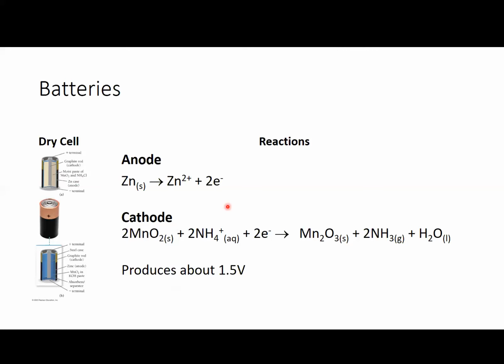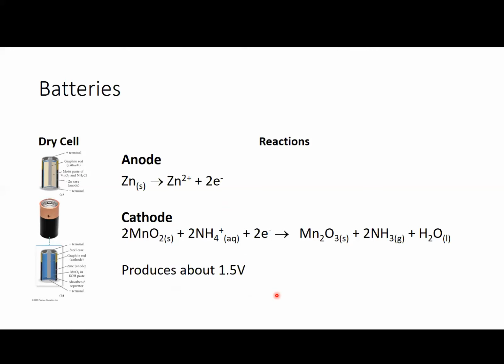Usually there's zinc there on the inside, and so this is what's going on at the anode, this is what's going on at the cathode, and this produces, and if you look at the side of the battery, it actually tells you about 1.5 volts, and if you put two together, that's like 3 volts. And often that can be enough to run a lot of the electronics that you're used to using.